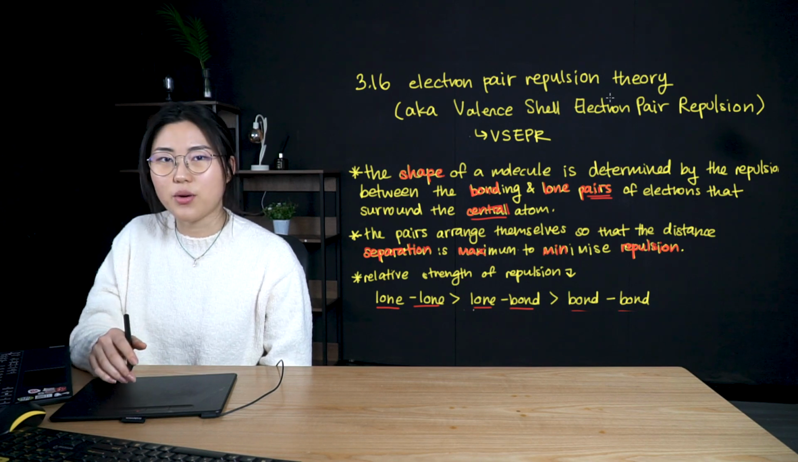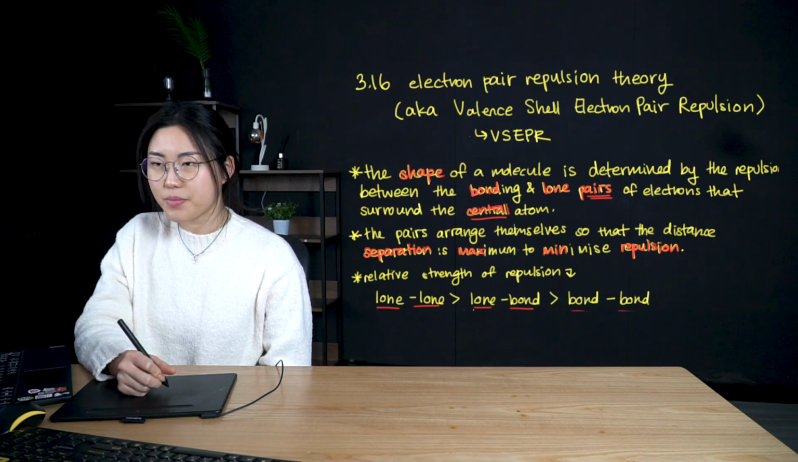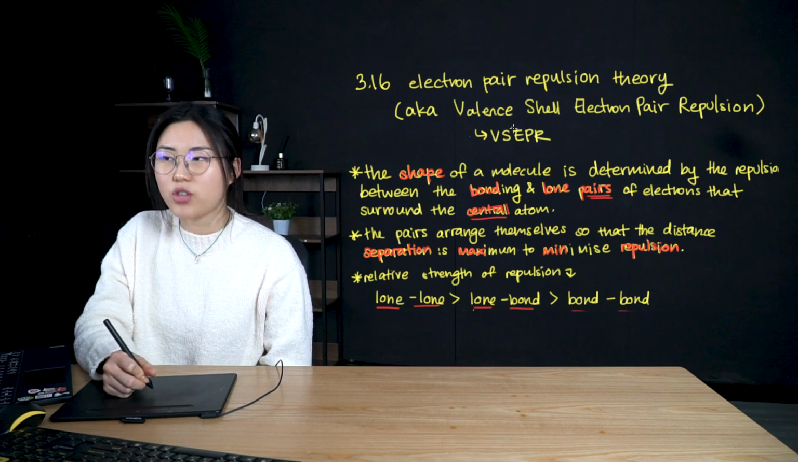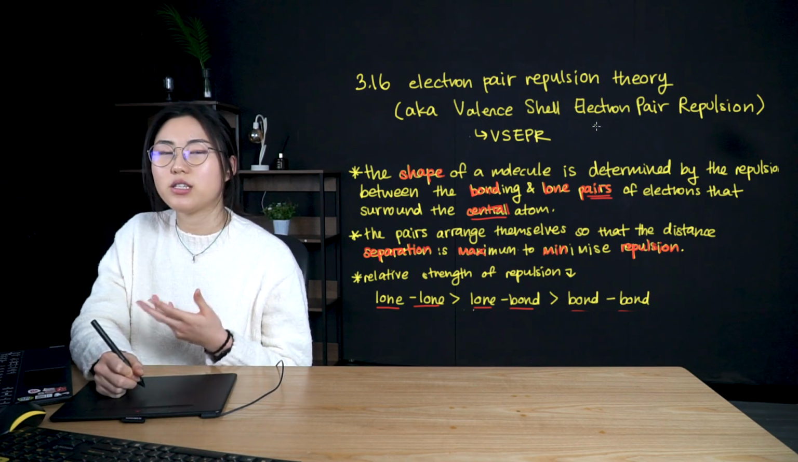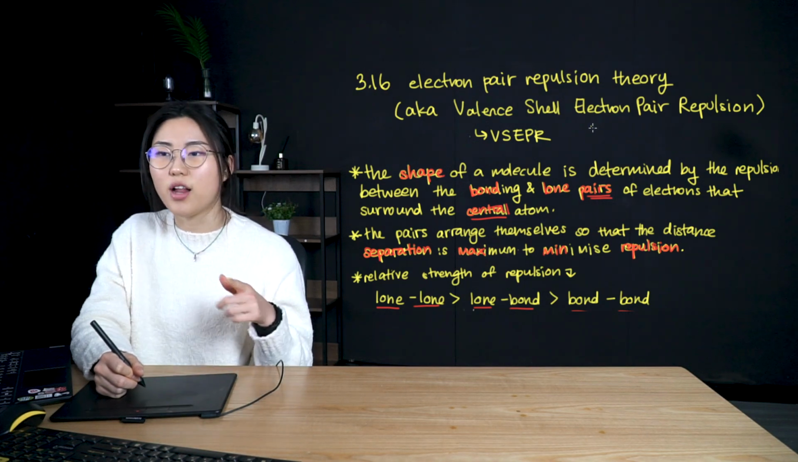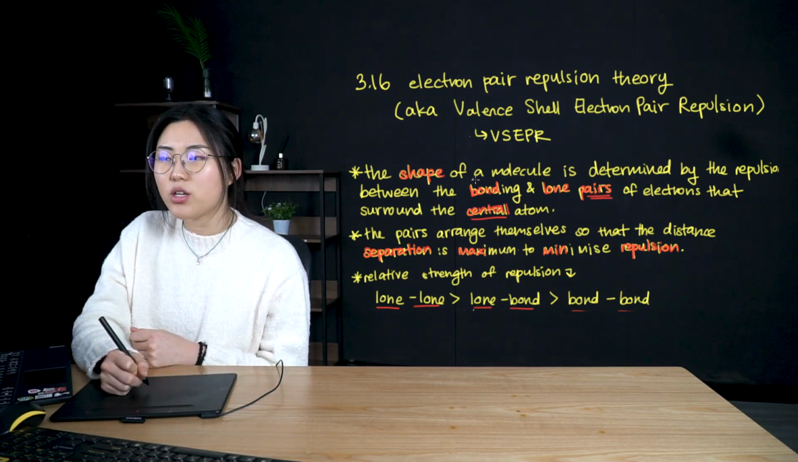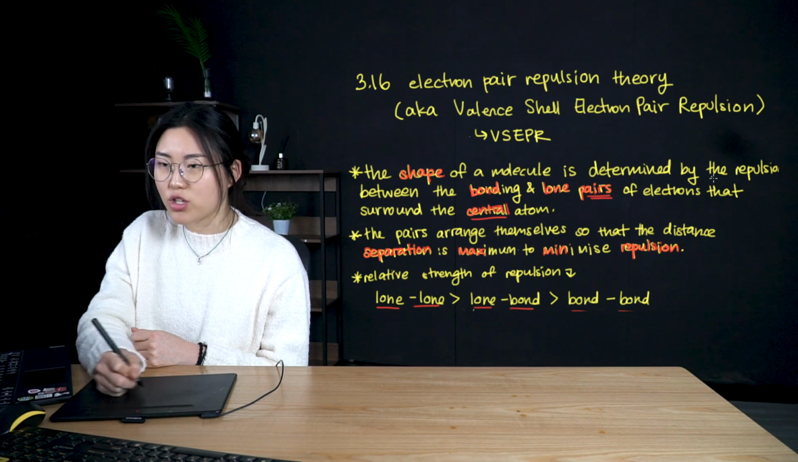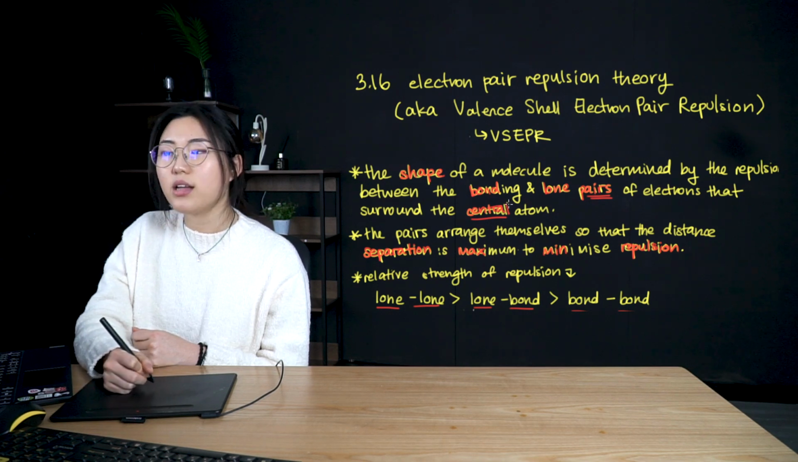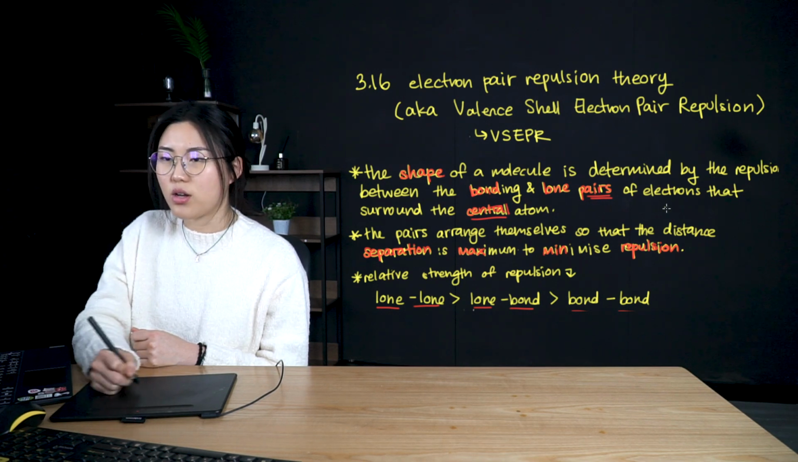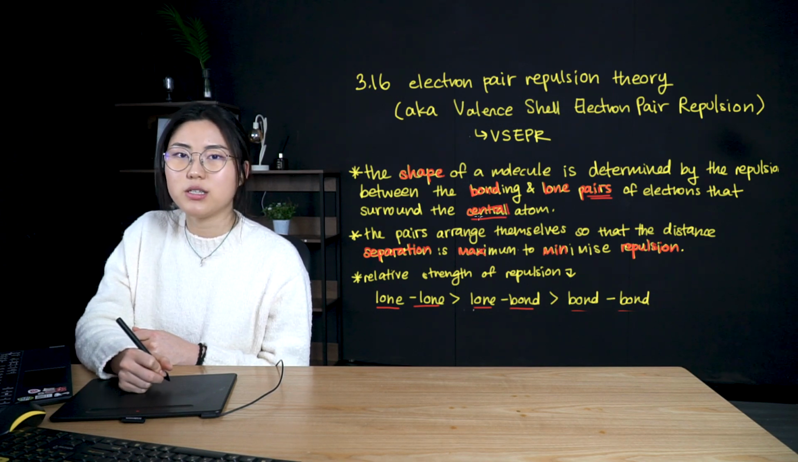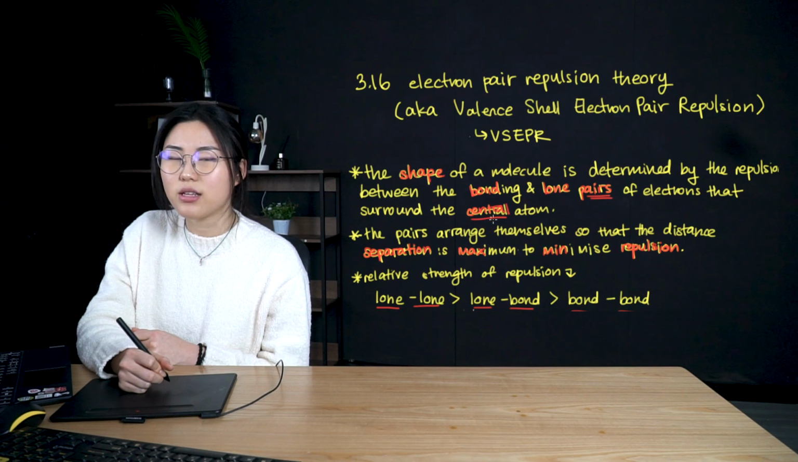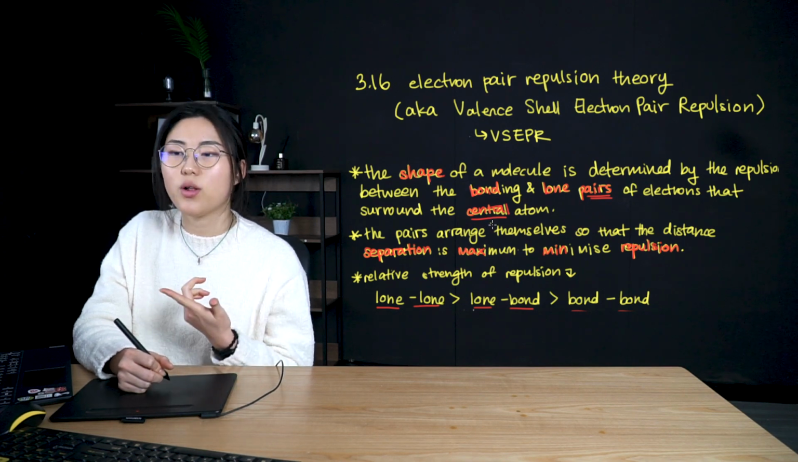pair repulsion theory. This is also called valence shell electron pair repulsion, because we have those electron pairs interacting in the very outer shell. The shape of the molecule is determined by the repulsion between the bonding and lone pairs of electrons that surround the central atom. So the important bit over here is the central atom. Depending on the central atom, we're looking at the shape of the molecule.